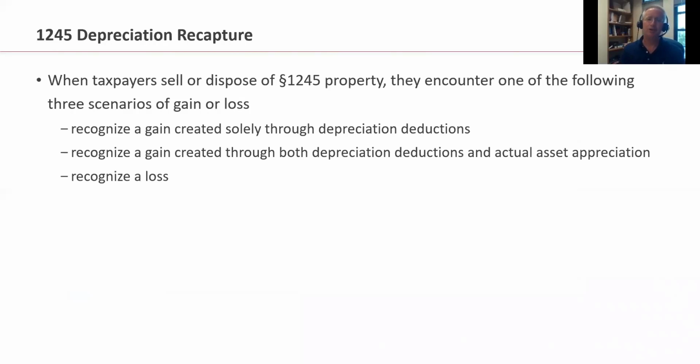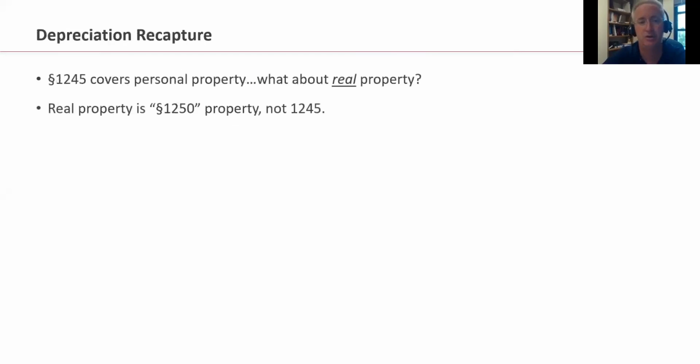Okay. So what that means is when a taxpayer sells or disposes of 1245 property, they're going to encounter one of three scenarios. Number one, they recognize a gain created solely through depreciation deductions. That was the first two columns. They could recognize a gain created through both depreciation and the asset actually appreciates. That was the third column. Or they could recognize a loss. That was the fourth column. So 1245 covers personal property and intangibles, amortizable intangibles.